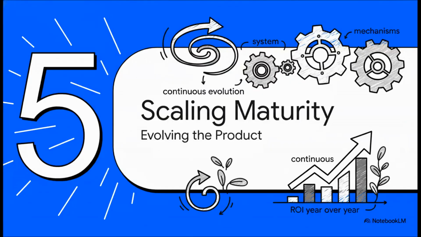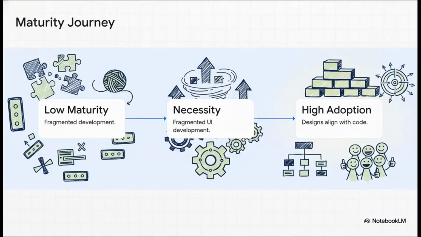Section 5. Scaling system maturity. Evolving the product. To maintain that massive ROI year over year, the design system requires continuous strategic evolution. It's a maturity journey. Step 1 is where a lot of companies start: highly fragmented development, handcrafted elements, super low adoption. Driven by sheer necessity, teams eventually move to Step 2, where they create loose collections of patterns. But Step 3 is the ultimate goal. This is where designs align perfectly with code and adoption is practically universal.